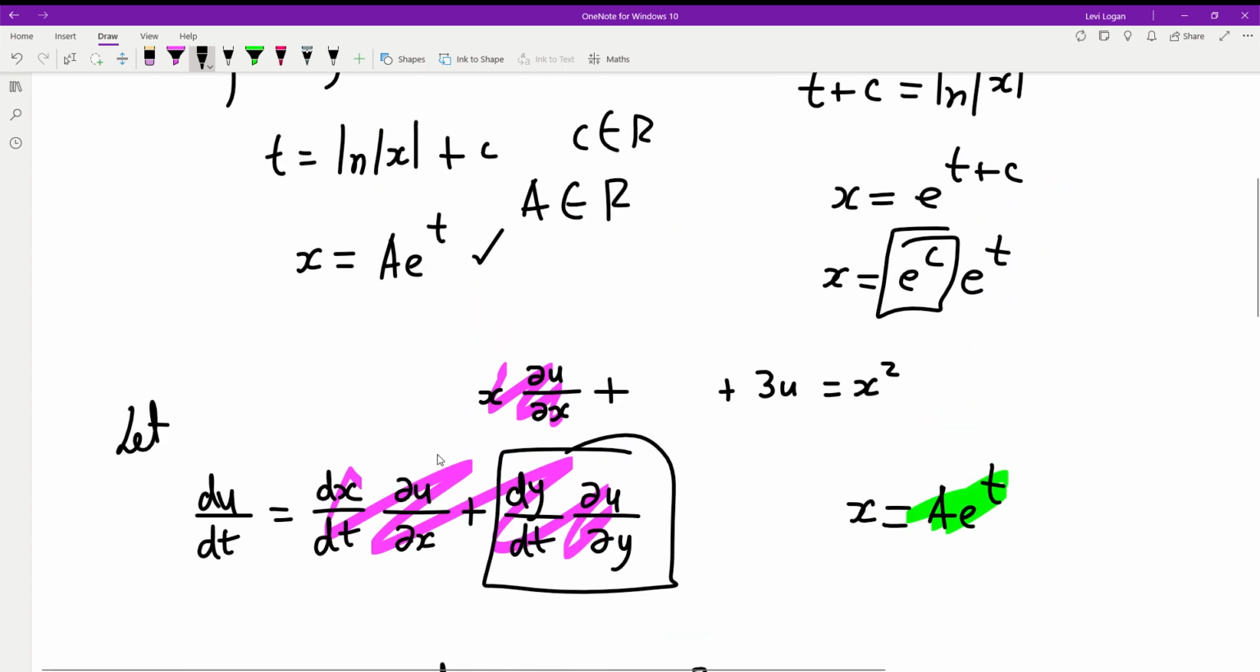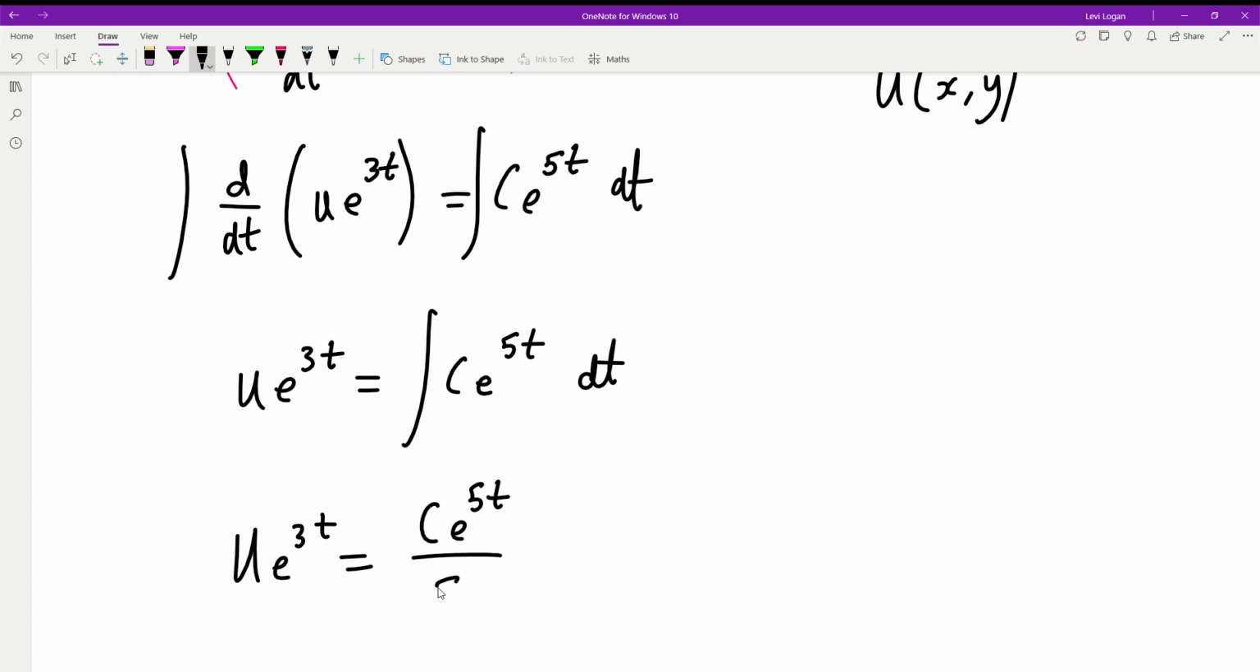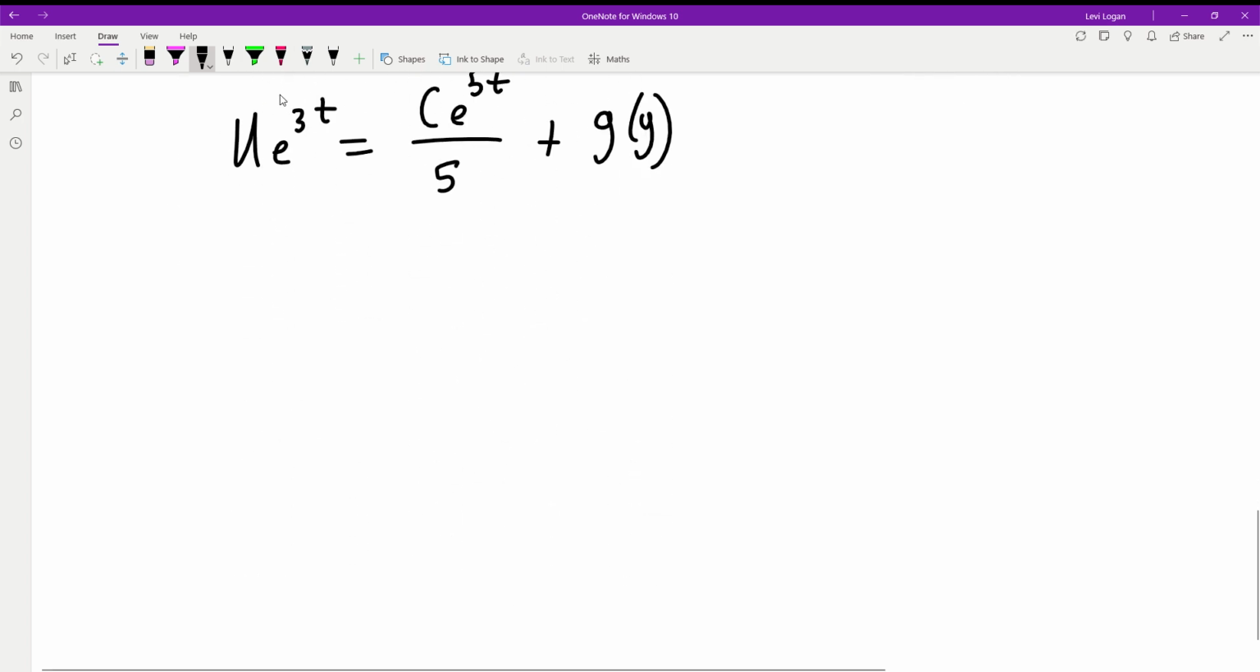Because in our ordinary differential equation up here we only had x, it needs to be a function of y that is our plus c here. So u e^(3t) equals, divide by the differential of this, which will be c e^(5t) on 5, and instead of a plus c, it has to be a plus a function of y, so I'll call that g of y, and that's it.